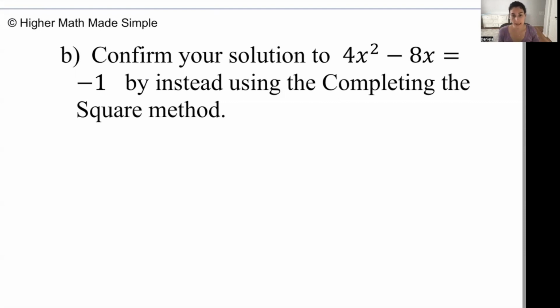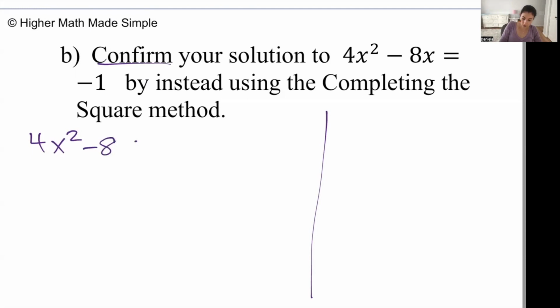So now we're going to get the same solution as the previous one. Notice it says confirm, so we technically already know what the answer is, but we're going to do it using a different method, completing the square. Completing the square is definitely something that you have to memorize. It's a process. So I'll write the original problem here.